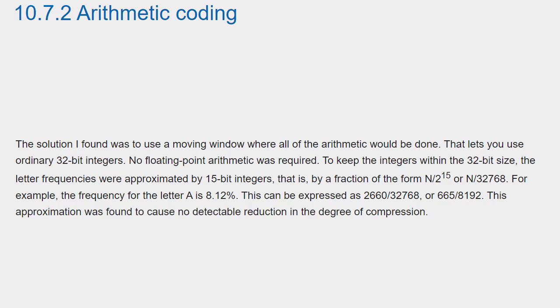To keep the integers within the 32-bit size, the letter frequencies were approximated by 15-bit integers, that is, by a fraction of the form n over 2 to the power 15, or n over 32768. For example, the frequency of the letter A is 8.12%. This can be expressed as 2660 over 32768, or 665 over 8192. This approximation was found to cause no detectable reduction in the degree of compression.